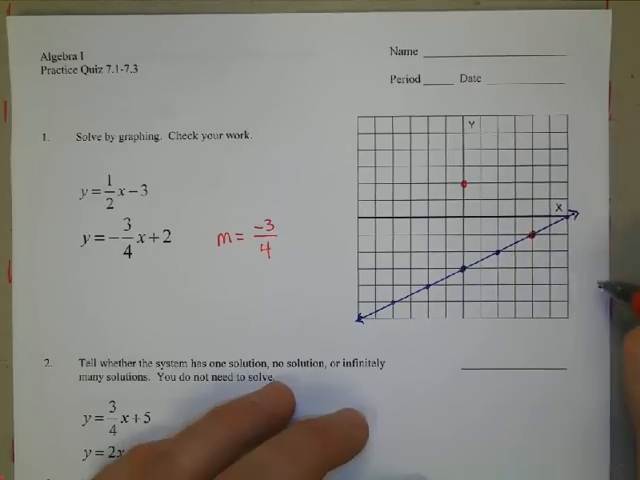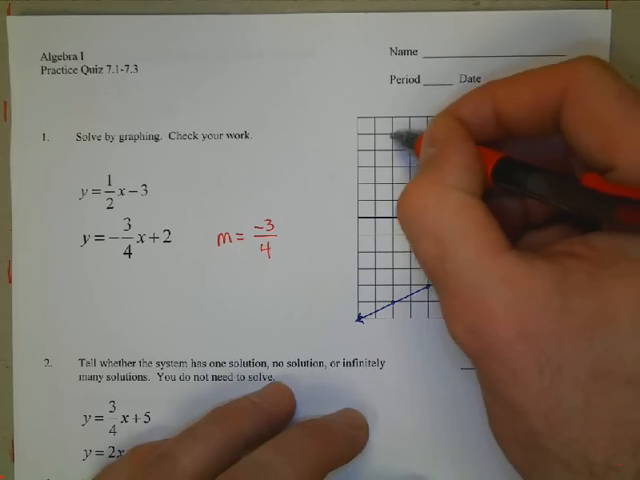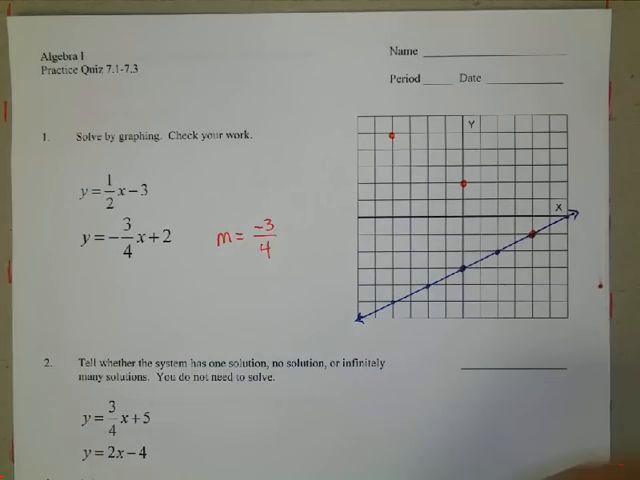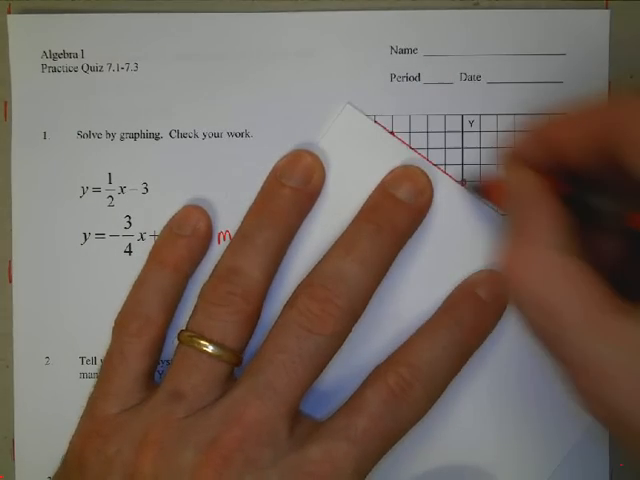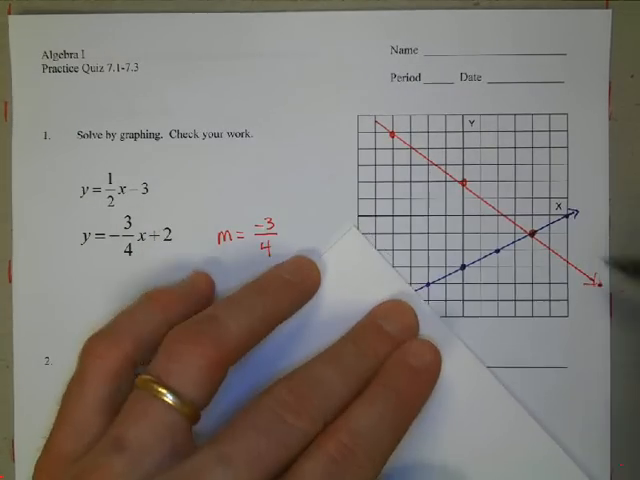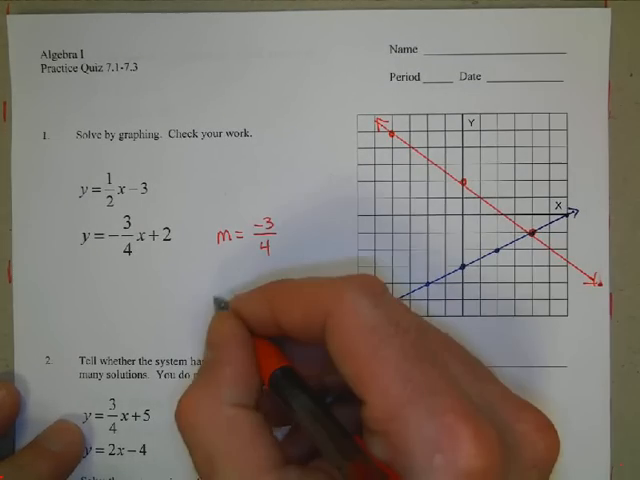We now have our two lines. We can draw our second line in red. Now remember, the solution is not the graph. The solution is where the lines cross. And in this case, the solution is the point (4, -1).